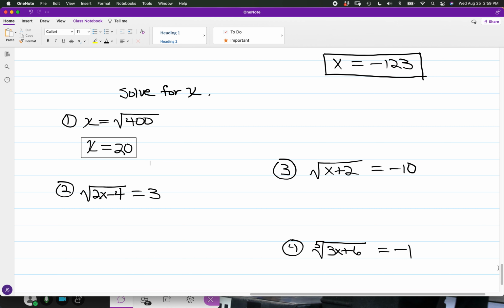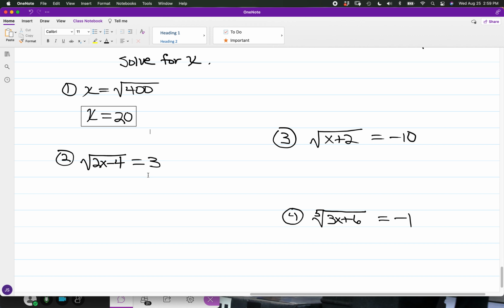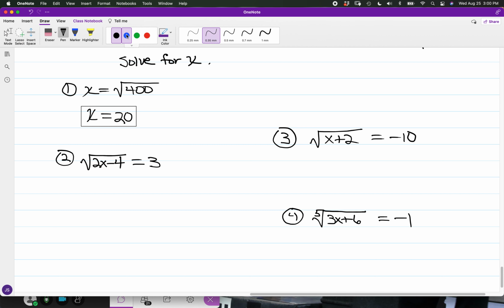For the second item, we have the square root of 2x minus 4 is equal to 3. So you have the square root of an expression equal to a positive constant. That is possible, for it complies with the principal square root rule. And freeing up 2x minus 4 from the square root, I can square both sides.